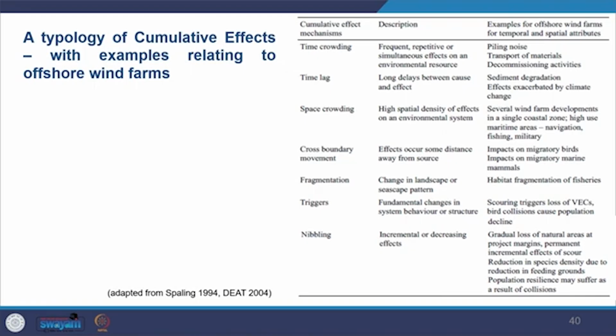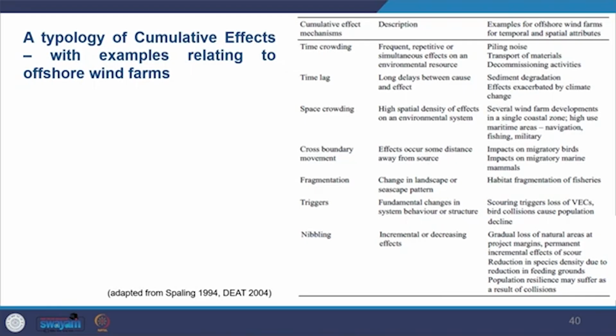Then the nibbling. Nibbling is about incremental or decreasing effects. So gradual loss of natural areas at project margins, permanent increments, effects of scar, and then reduction in species density and so on. So that's that typology you can see here. Time crowding, time lag, space crowding, cross-boundary movement, fragmentation, triggers, nibbling. So that was about the typology of cumulative effects.